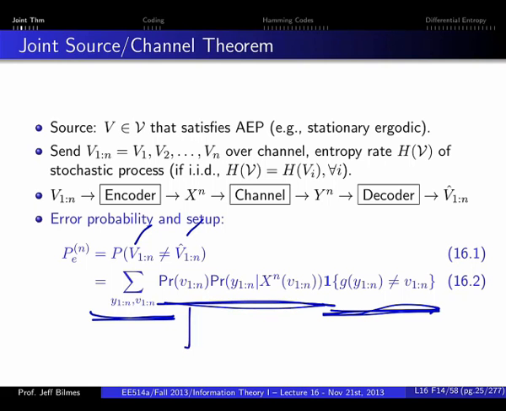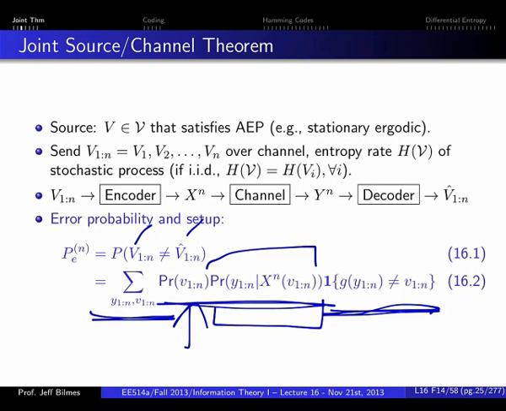And that corresponds to the probability of sending this thing and the probability of receiving the corresponding y. So the probability of sending the v 1 through n, and then the probability of receiving through the channel the corresponding string of length n of channel output symbols. So that's our probability of error. And then you say, well, wait a second, is this any different than what we talked about before?